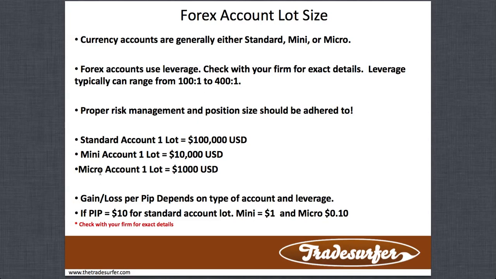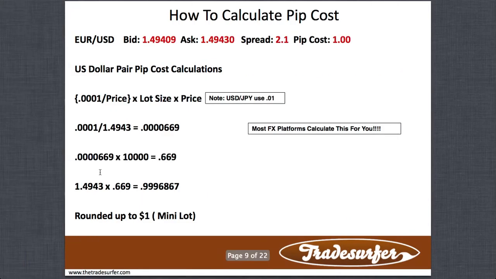And so the reason why this matters is because your gain or loss depends on the pip, the dollars per pip, right? So usually on a US dollar denominated pair, a 1 pip move is equal to $10 for a standard account lot, $1 for a mini, and 10 cents for a micro.